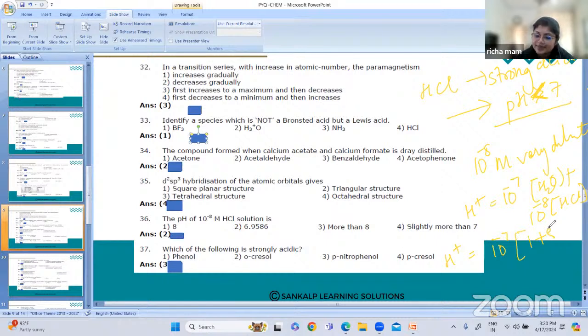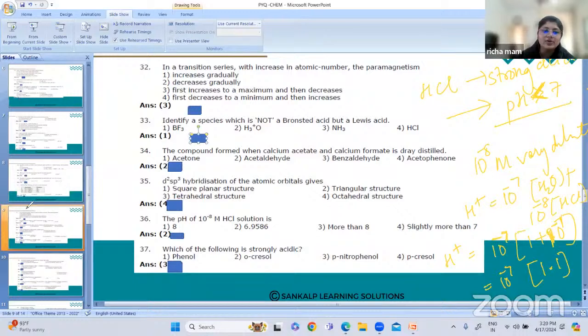1 plus 10 raised to minus 7, 1 into 10 raised to minus 1. So I have taken 10 raised to minus 7 common, so we are left with 10 raised to minus 1. So 10 raised to minus 7 times 1.1.